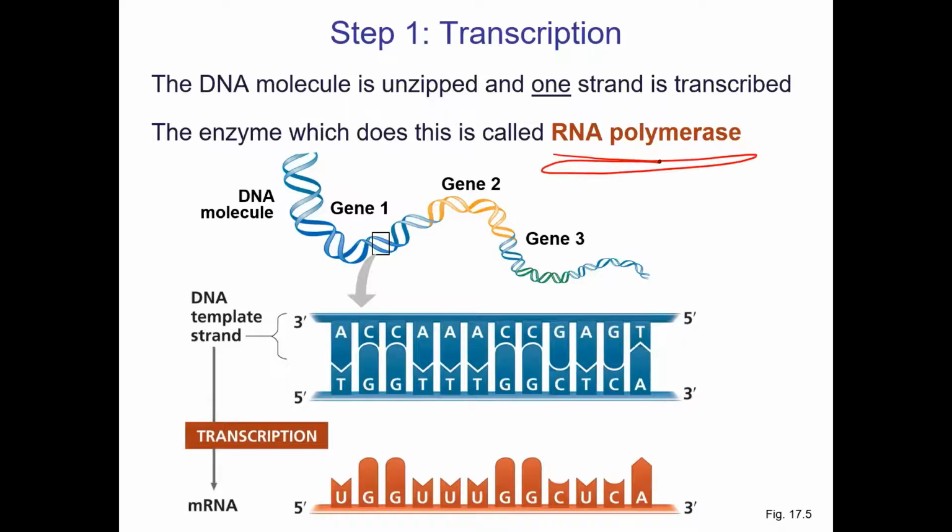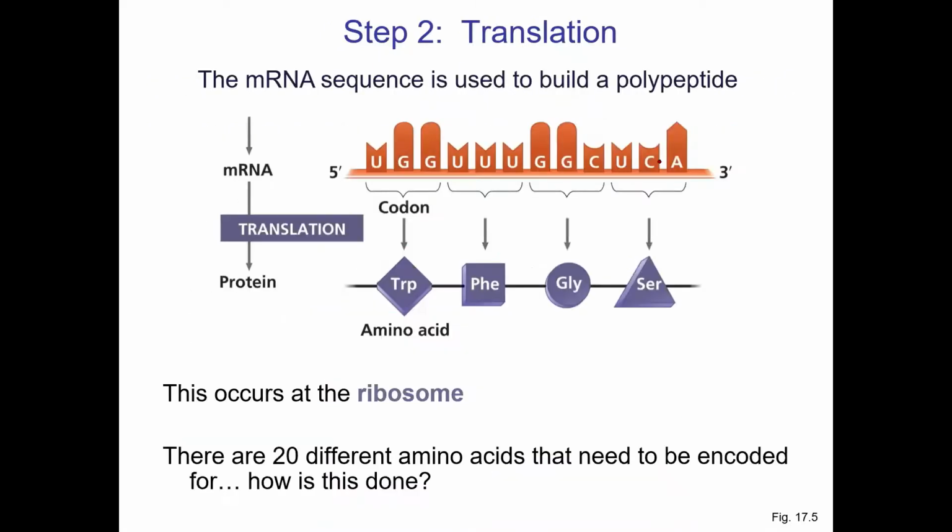We'll talk about RNA polymerase next lecture and how it does what it does. It's a little more versatile than DNA polymerase, by the way. The second step is translation. Now we're actually going from one language, nucleotides, to a new language, which is amino acids. This happens at the ribosome. We'll talk about the ribosome in topic 17, where we talk about translation and how the ribosome works.